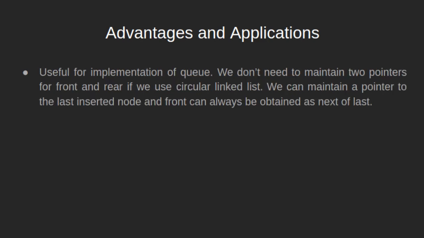Circular linked list can be helpful in implementation of queue. We don't need to maintain two pointers for front and rear if we use circular linked list. We can maintain a pointer to the last inserted node and front can always be obtained as next of last.